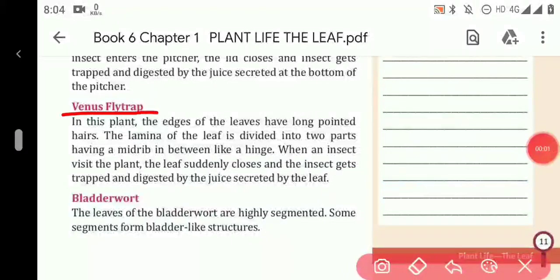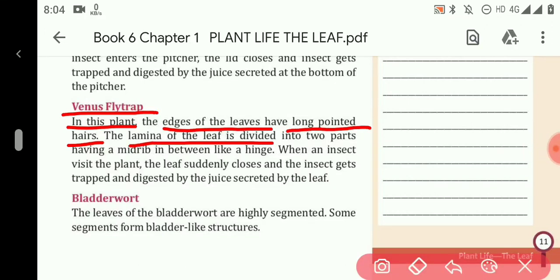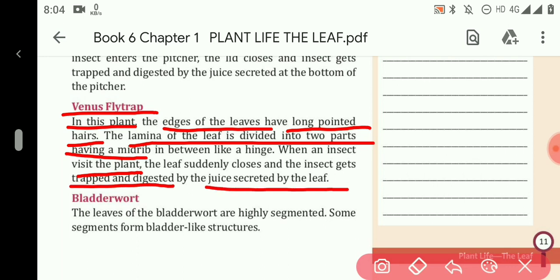Next one is Venus flytrap. In this plant, the edges of the leaves have long pointed hairs. The lamina of the leaf is divided into two parts, having a midrib in between like a hinge. When an insect visits the plant, the leaf suddenly closes, the whole part of the leaf closes, and the insect gets trapped and digested by the juice secreted by the leaf.